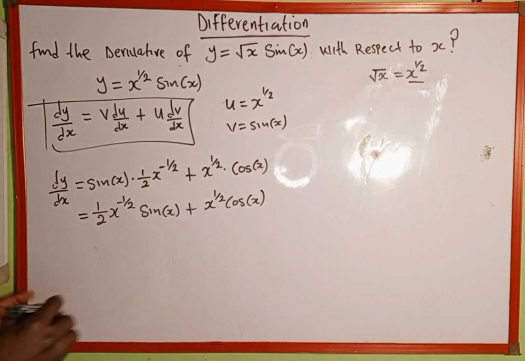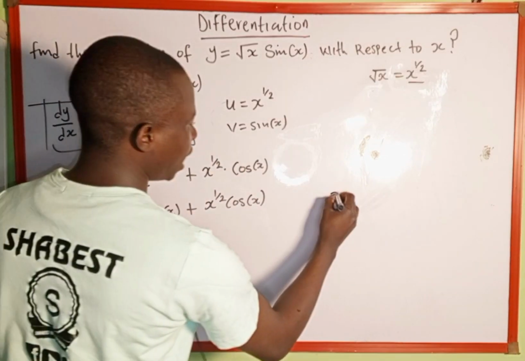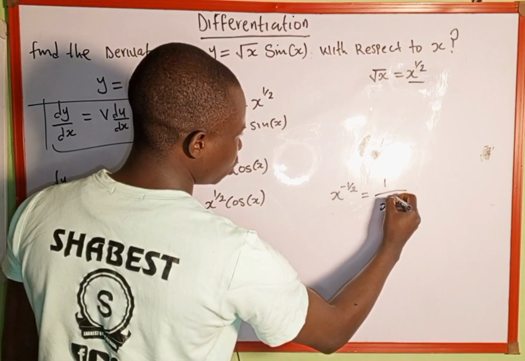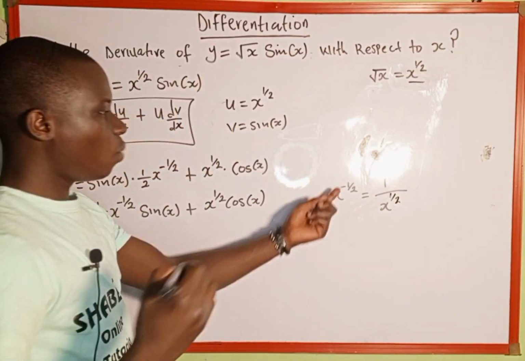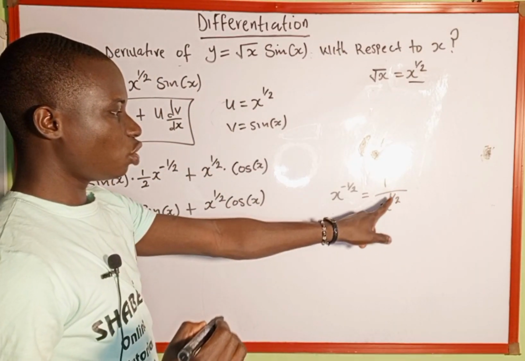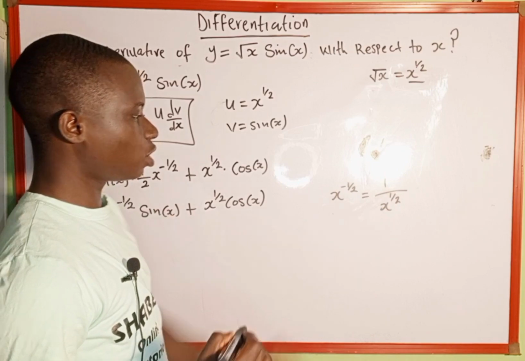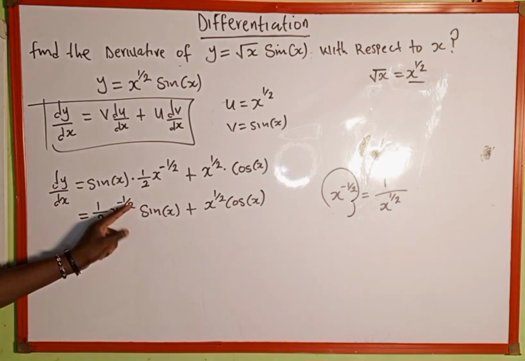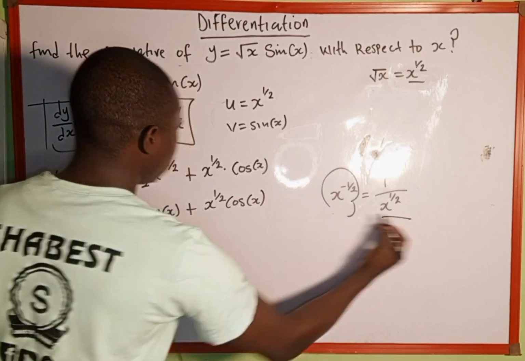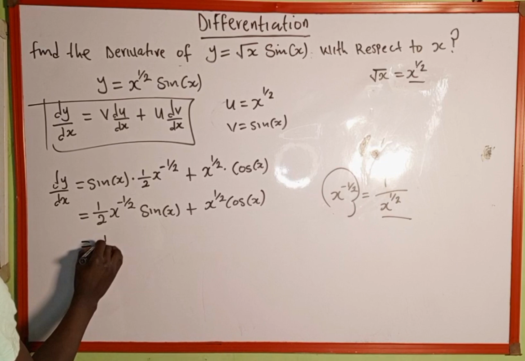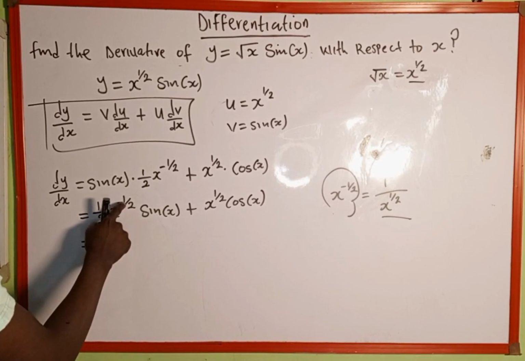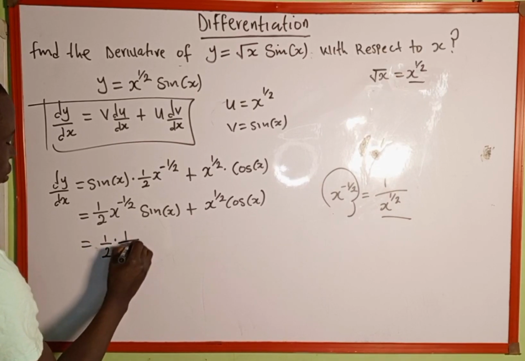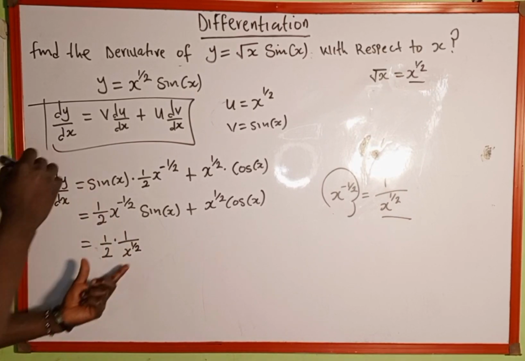So the next thing we're going to do is to recall that x raised to the power of negative 1 over 2 is the same as 1 all over x raised to the power of positive 1 over 2. When a negative power comes down, it will turn to what? Positive. So this is equivalent to this. So we're going to bring this x raised to the power of 1 over 2, we transform it into this form. So this is going to be what? 1 over 2. Then this x raised to the power of negative 1 over 2 is the same as what? 1 all over x raised to the power of 1 over 2, positive 1 over 2.